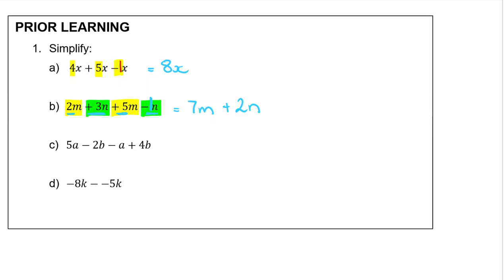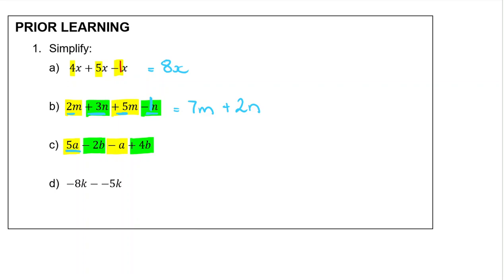Let's do that again. Next question is very similar. So we have 5a, and that would be a like term with the negative a. Remember, you always take the symbol in front. And minus 2b would go with the plus 4b. So again, let's do the ones that are colored yellow first.